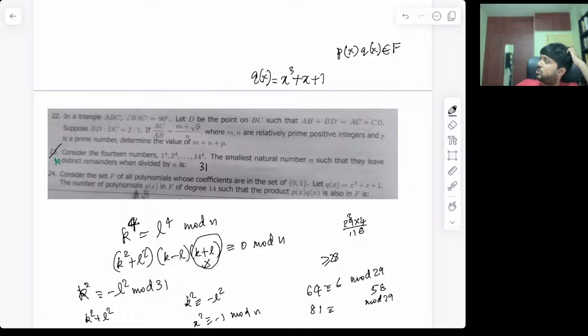Basically, you don't want carryover to happen. Okay, this should be doable, I think. So if we take Q of x, you want degree 14, and basically if you try to multiply P0 plus P1x up to P14 x power 14, I mean P14 is 1 because it's degree 14.